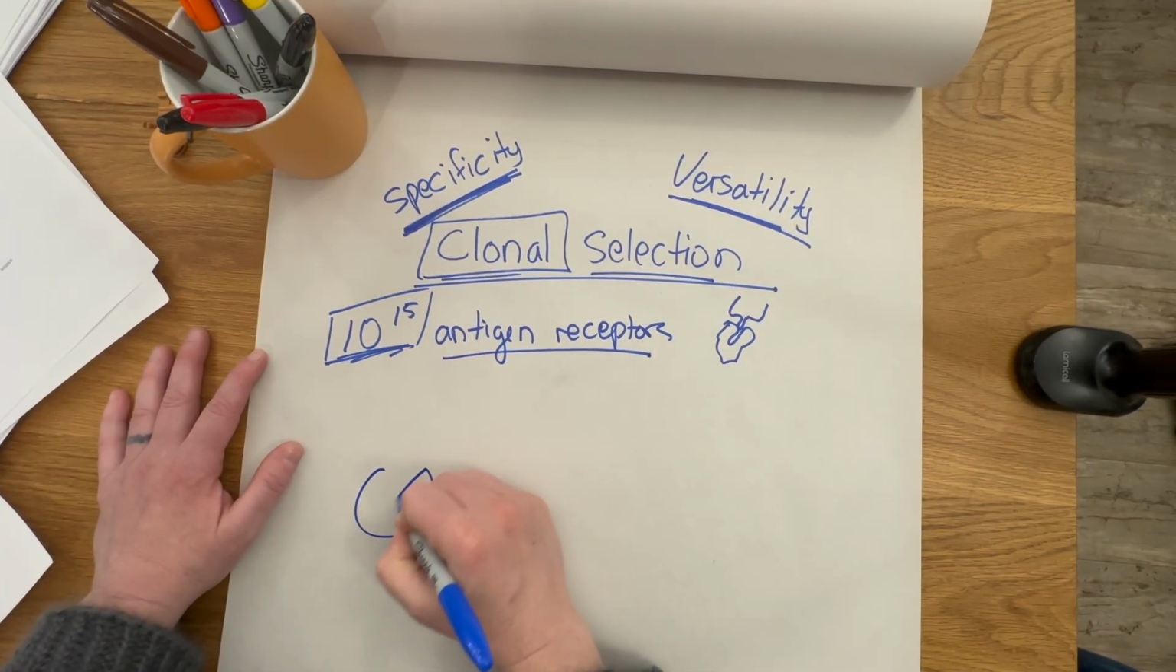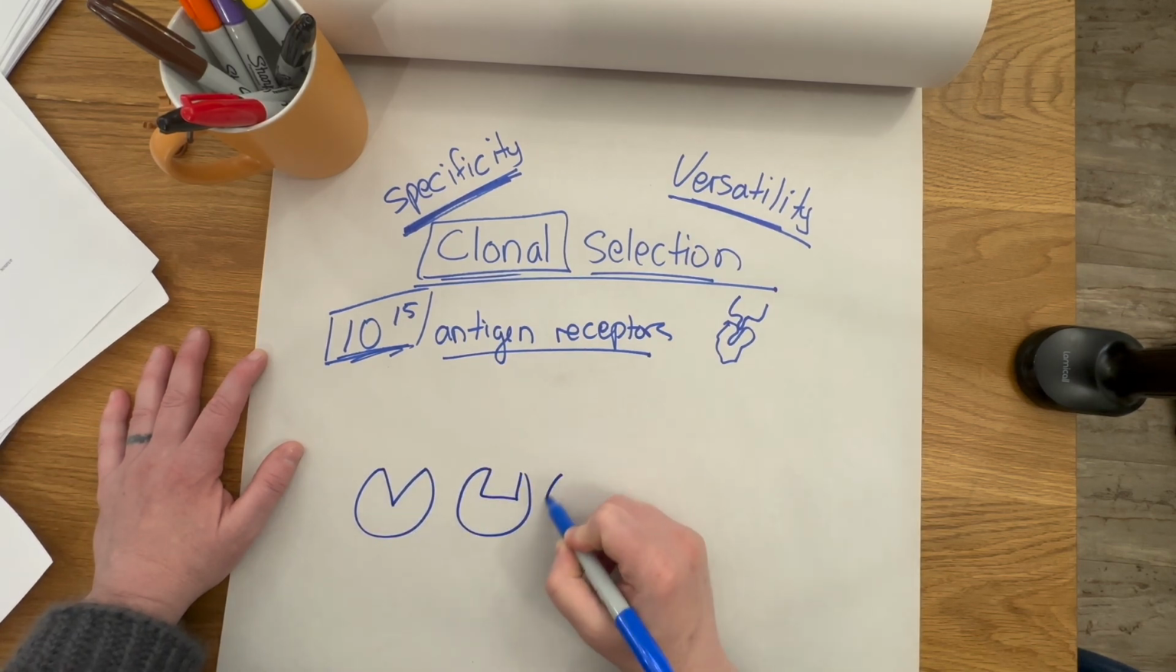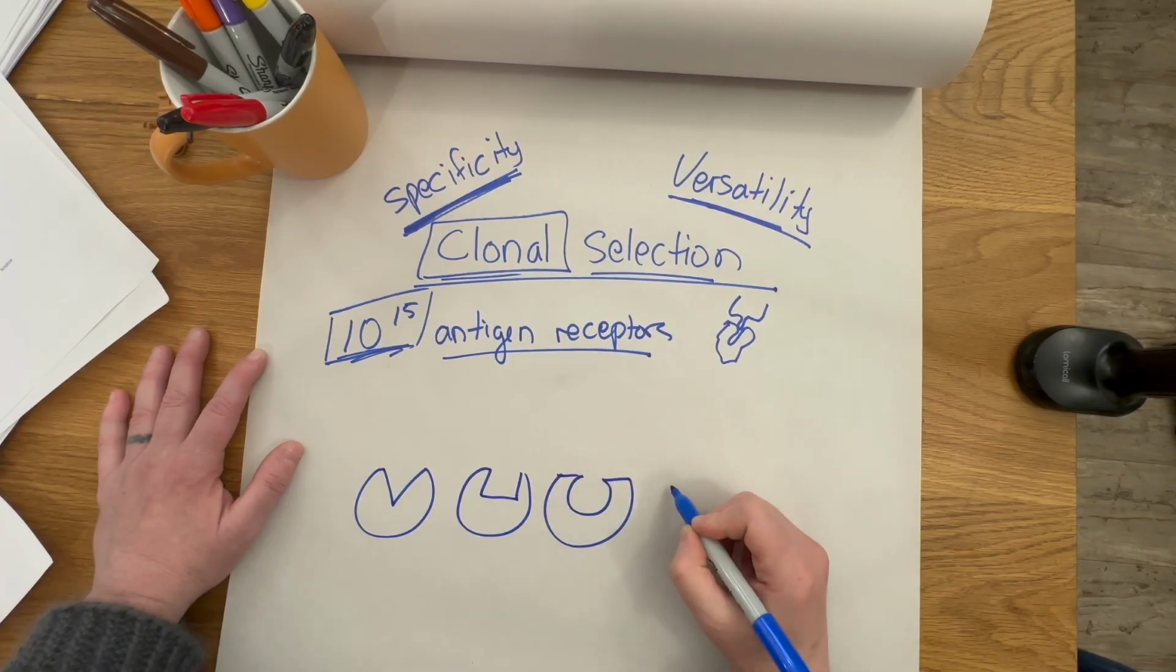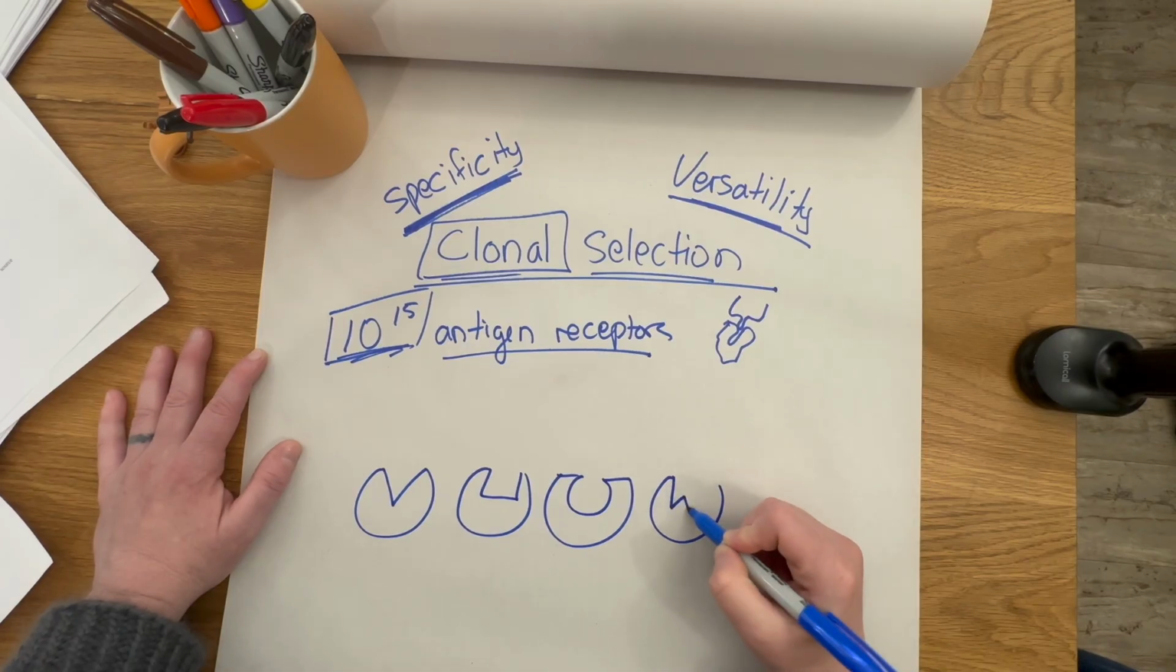So let's say we have a T cell here that looks like this. We have a T cell here that has a receptor like this. We have a T cell in training here that has a receptor like this. And we have another one here that has a little receptor like this.